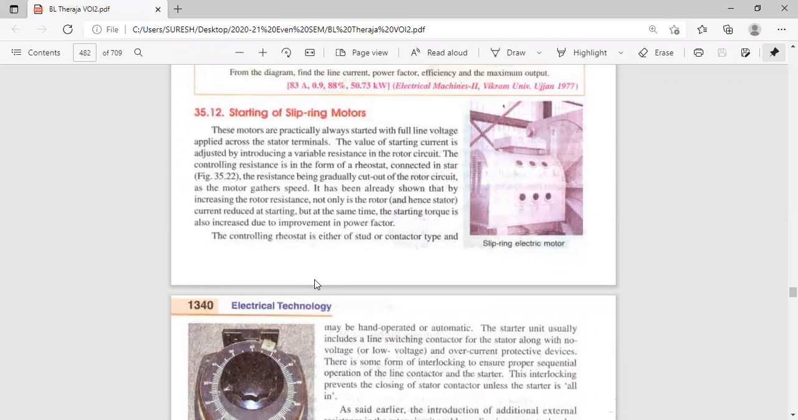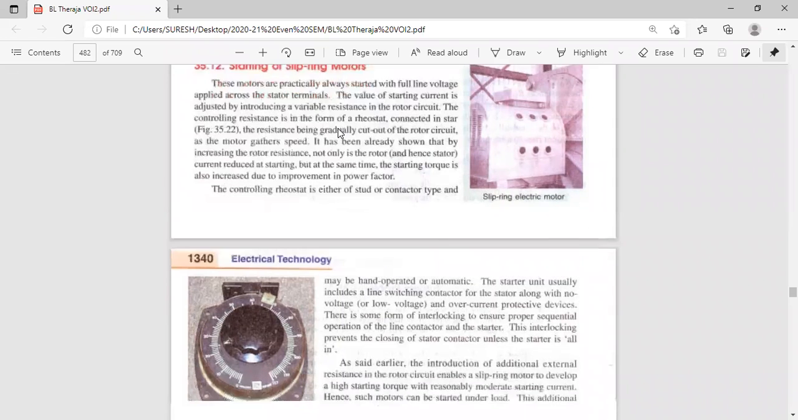The current is very, very high. For that, we are using some resistance. In the squirrel cage rotor, we can't add external resistance because the rotor bars are permanently short circuited. But in slip ring, what can we do? Can we add external resistance?